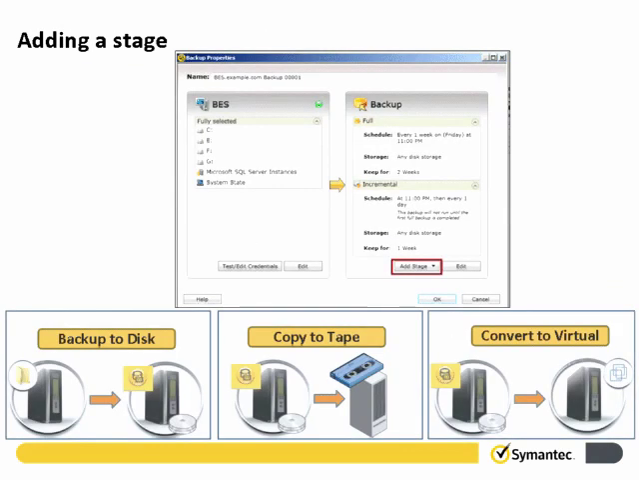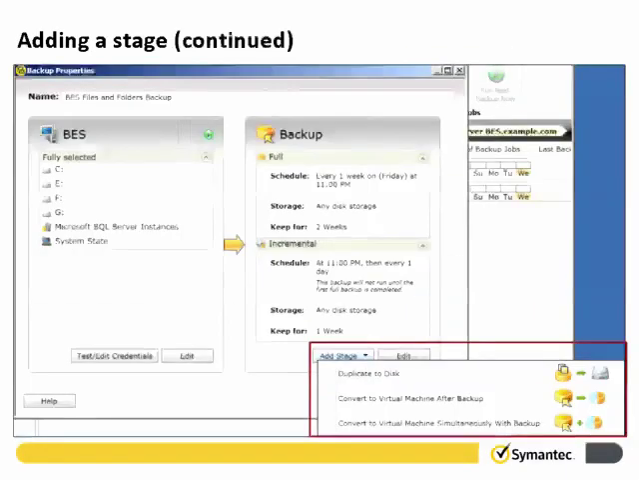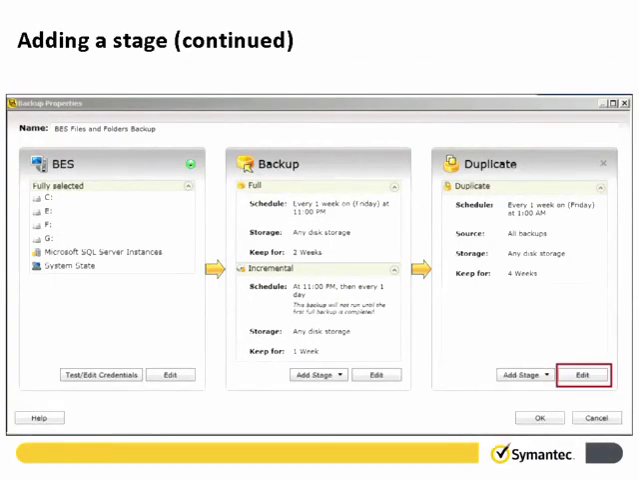You can add whatever stage you need to. So I can add a stage for backup to disk, or duplicate to tape, or convert to virtual. These are things that I need to do in addition to the backup, and I can add stages for the different schedules that are in the backup. So in this case, we're going to say add a stage, and in this case we're going to say duplicate.